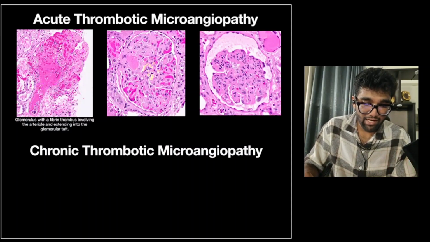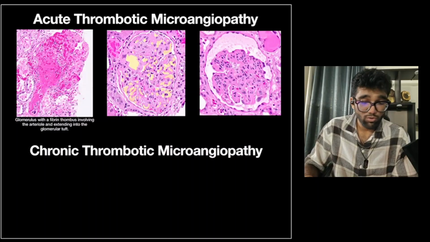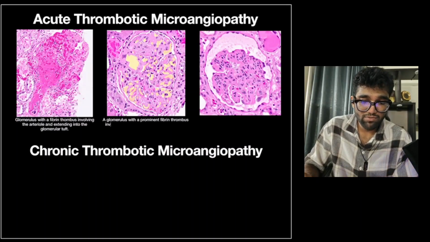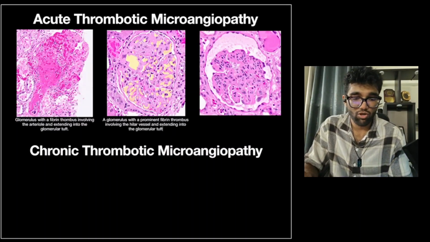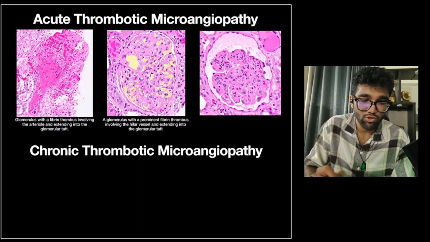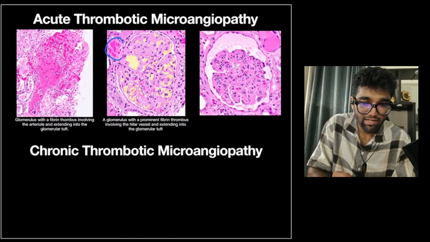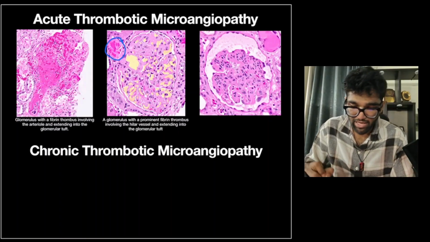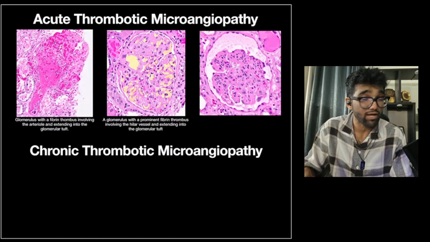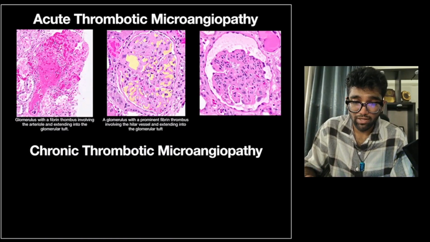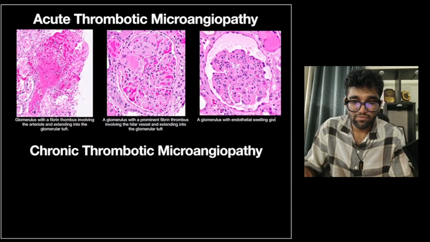The second diagram I have highlighted with the yellow, the glomerulus with a prominent fibrin thrombus involving the hilar vessels and extending into the glomerular tuft. So these are the hilar vessels, and again, what I've highlighted in yellow are the extensions into the glomerular tuft. And in the final diagram, we have a glomerulus with endothelial swelling, giving it a bloodless appearance.